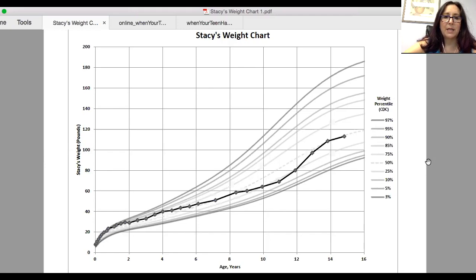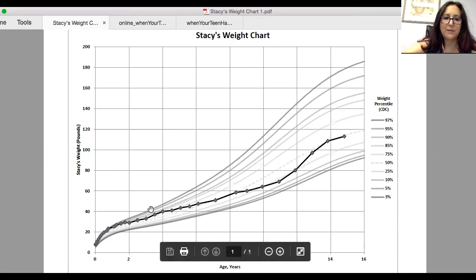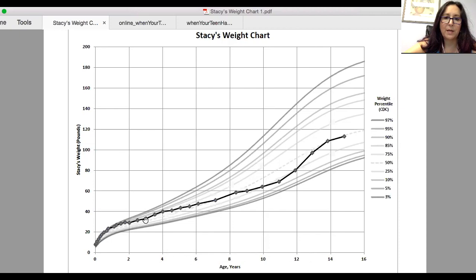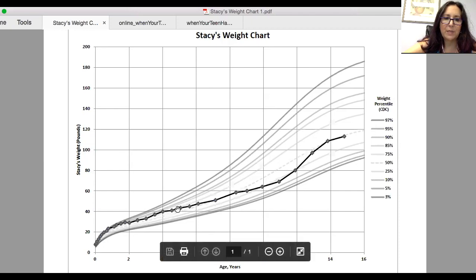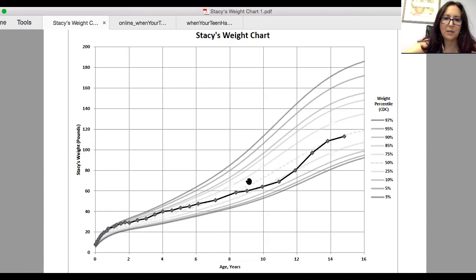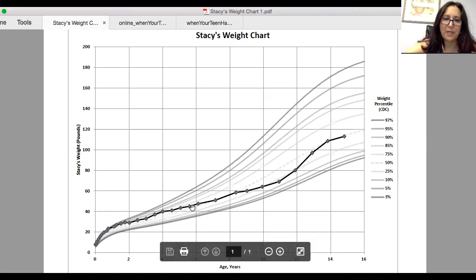So today I've got a sample weight chart of Stacy. And if you look here, we're going to look mostly from about age 3, because the earliest years are not as reflective of where a child's growth really is. They're more related to prenatal factors. If you look here, from about 3 till about age 8, Stacy's weight is centered mostly along this dotted line, which represents the 50th percentile. It's closest really to that line.